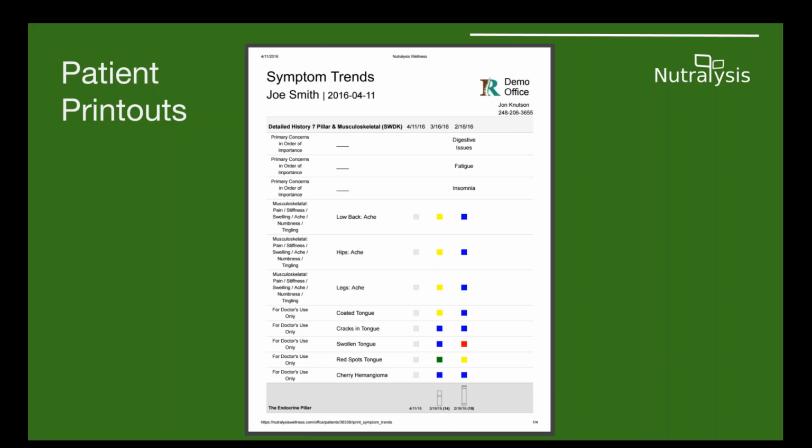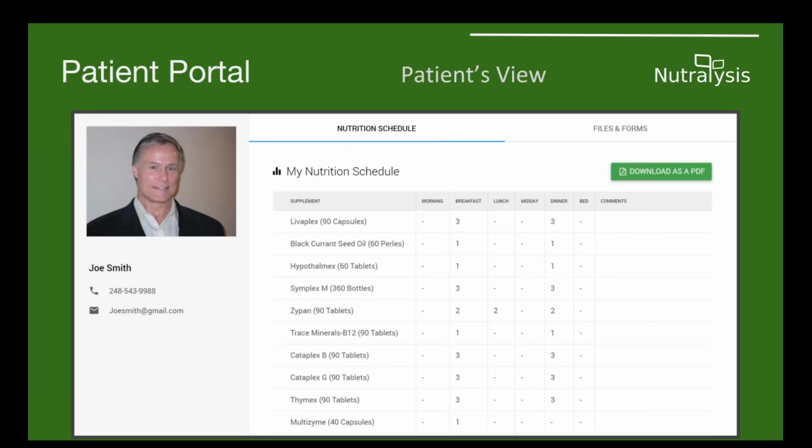That's an excellent point. I love that this does track change over time and makes it easy to see what's improved here. Not only, and Dr. Kuehne referenced this earlier, but patients do get access to a patient portal as well. I just wanted to take the chance to show you what it looks like from a patient's perspective. This is a view of the patient's portal for Joe Smith. You can see his current nutrition schedule. It can print off as a PDF. And the portal is also where they're able to fill out that detailed history. They receive a link to the portal in their email when you send it to them. So this is what the patient's nutrition schedule looks like on their patient portal.